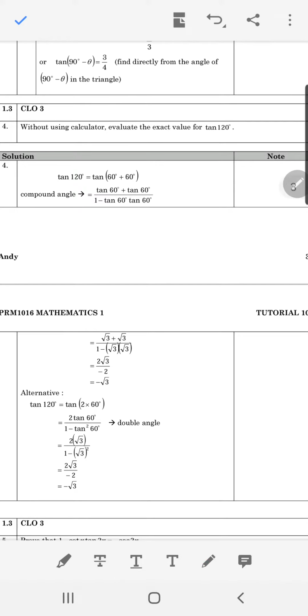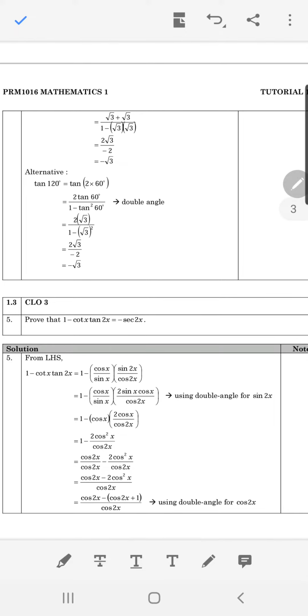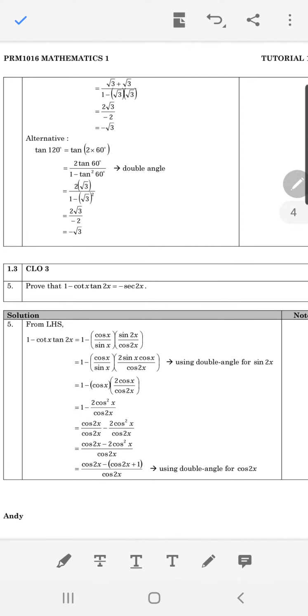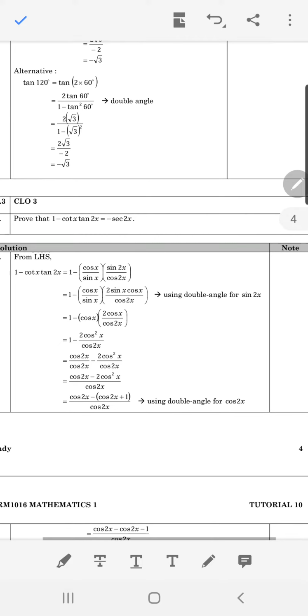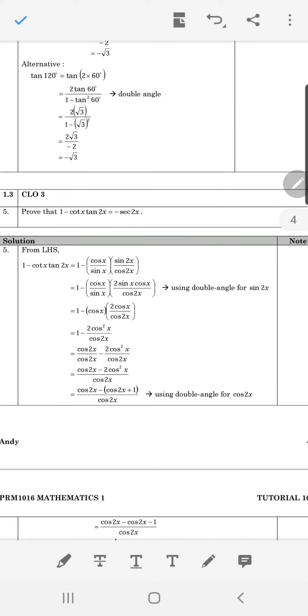All right, so very quickly we go into question 5. Question 5 is a proving question.